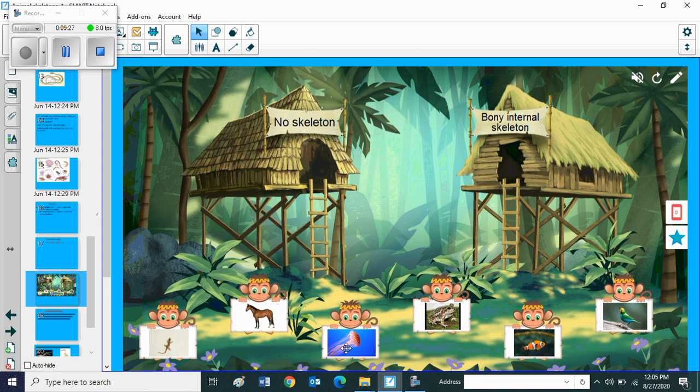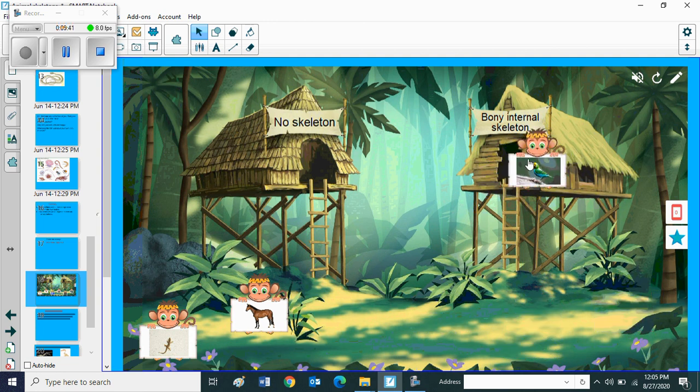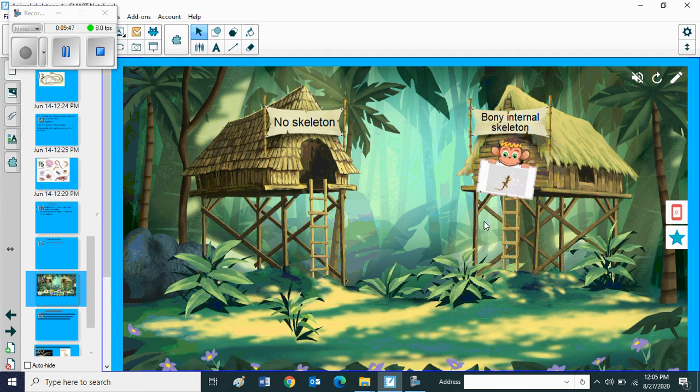So jellyfish comes under no skeleton. So you can put it like this. Then frog, bony internal skeleton, so you can keep it inside. Then fish comes under bony internal skeleton. Then bird, bony internal skeleton. Horse, bony internal skeleton. Lizard, bony internal skeleton. Like that, you can put all those things.